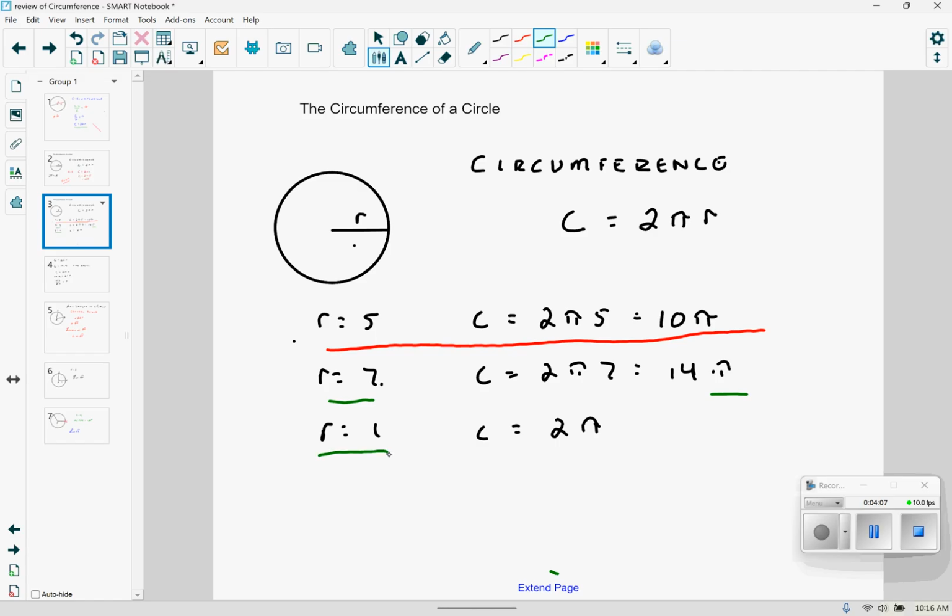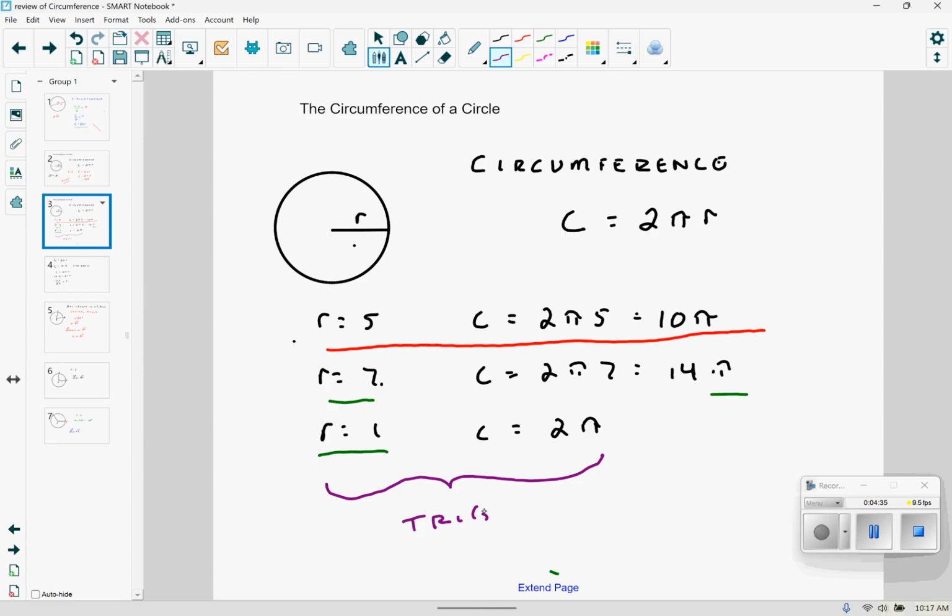And I will point out we're going to use this a lot in trigonometry. This fact right here. We're going to use this a lot in the coming weeks. The fact that the circumference of a circle with radius 1 unit is going to be 2 pi. This is going to be important information in our study of trigonometry.